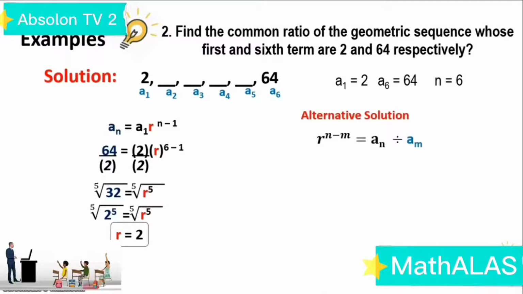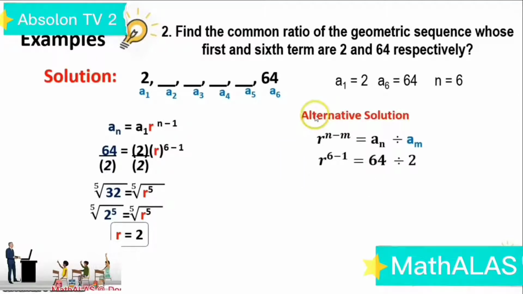We can solve for the common ratio using this formula. You have to divide the last term, a sub n, by a sub m, and the exponent of the common ratio should be n minus m. So, how are we going to use it?